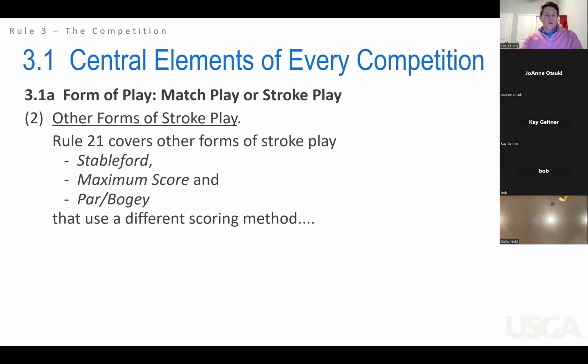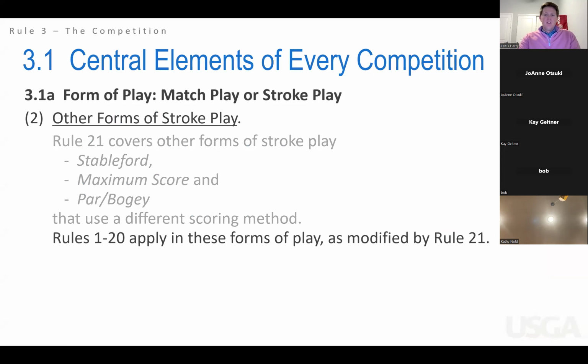We also saw our other forms of stroke play covered by Rule 21. And just like when we talked about rules 1 through 25 applying to both match play and stroke play, when we're playing other forms of stroke play like Stableford, max score, par bogey, rules 1 through 20 are going to apply to those as well. They're just going to be modified a little bit to accommodate the unique scoring formats there.